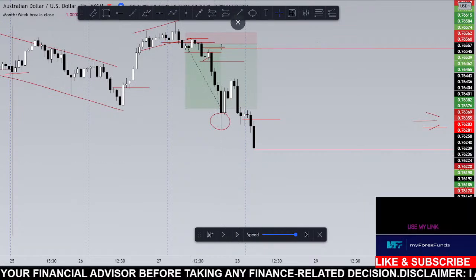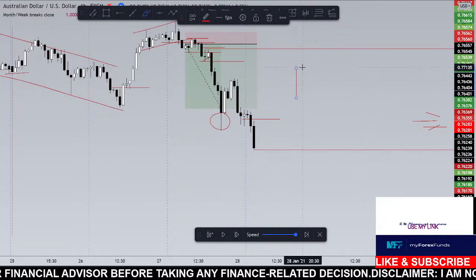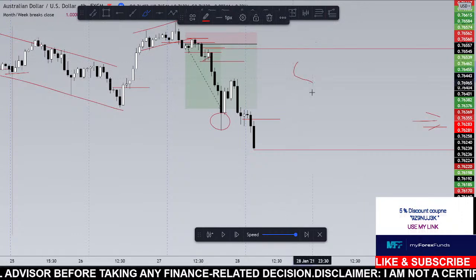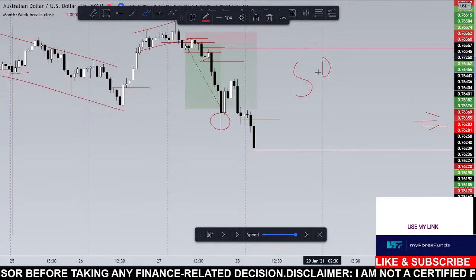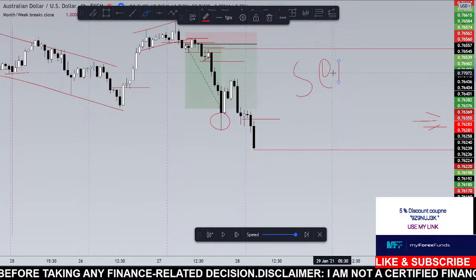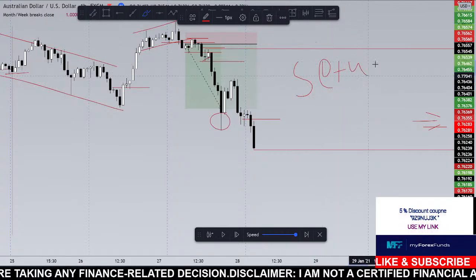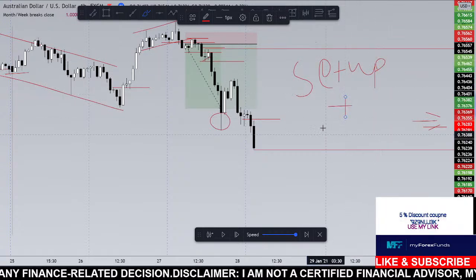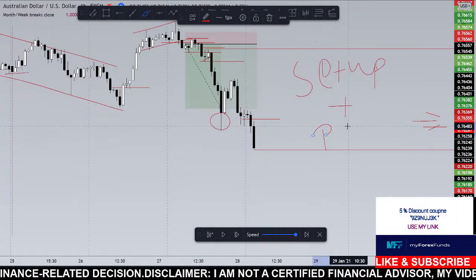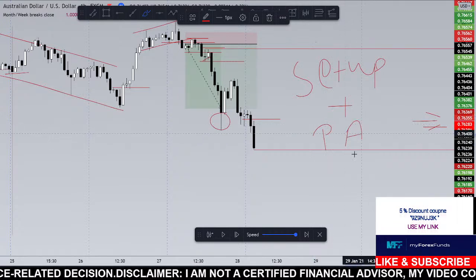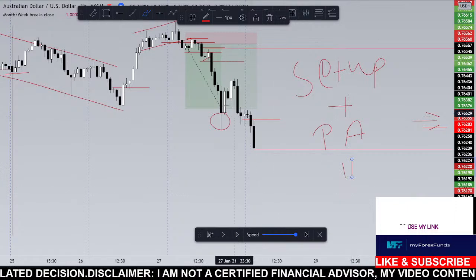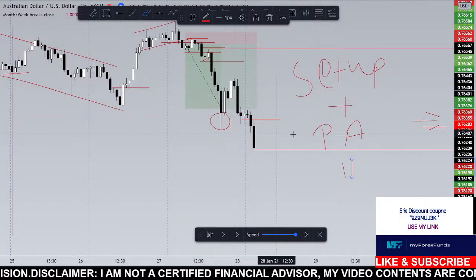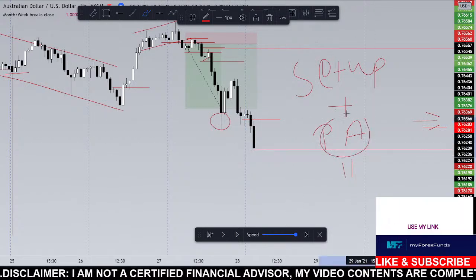I always tell in my backtesting session that a good trade is always confluenced by two things. First thing is setup, and the second thing is price action. When you combine these two things, then only you will get a nice trade. Here the setup was good. Here you can see this is a valid bomb setup. But look at the price action. And what is the price action?